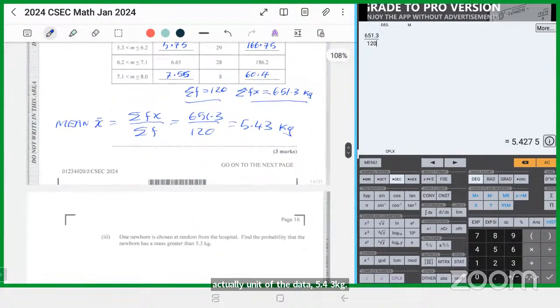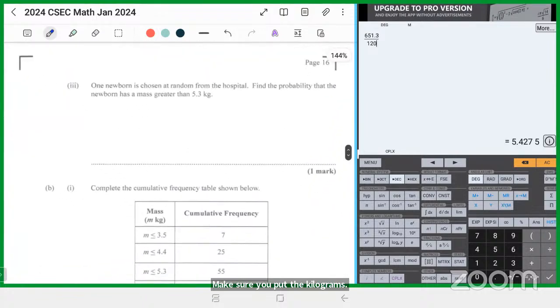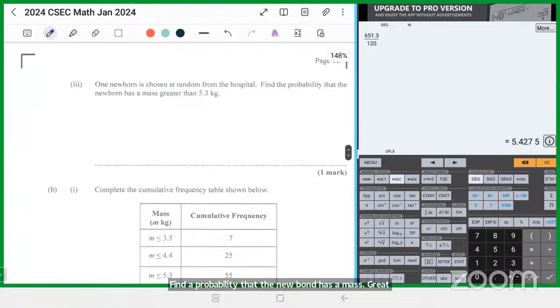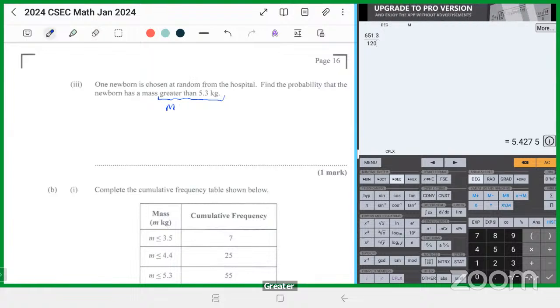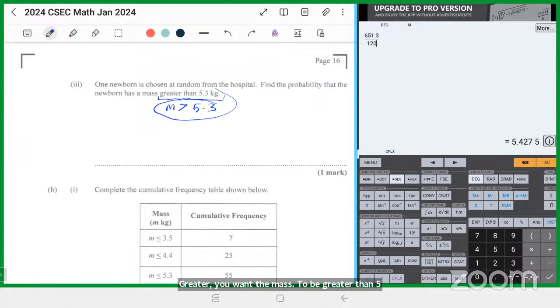Let's continue. Down here now it says, one newborn is chosen at random from the hospital. That's one out of the 120, right? Find the probability that the newborn has a mass greater than 5.3. You want the mass to be greater than 5.3. So we need to know how many newborns had a mass greater than 5.3 and divide that by the 120 to get the probability. So let's see how many of them are greater than 5.3.